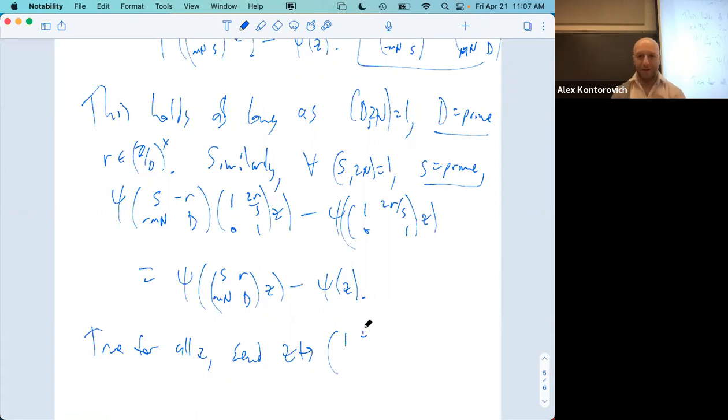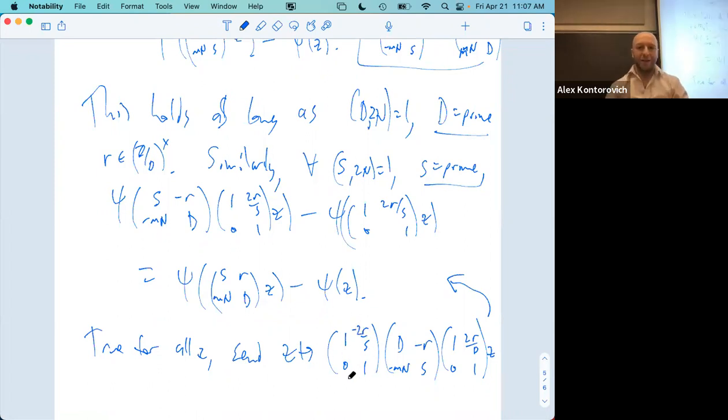I'm going to replace Z by 0, 1, R over S, D minus R minus M N S. That's just the thing that's over there. And then 1, 2 R over D, 0, 1 Z, in this identity. What I don't like is I would think this should be negative 2 RS. In fact, I'm going to go rogue and try. This is going to kill this off. This is going to kill that off.